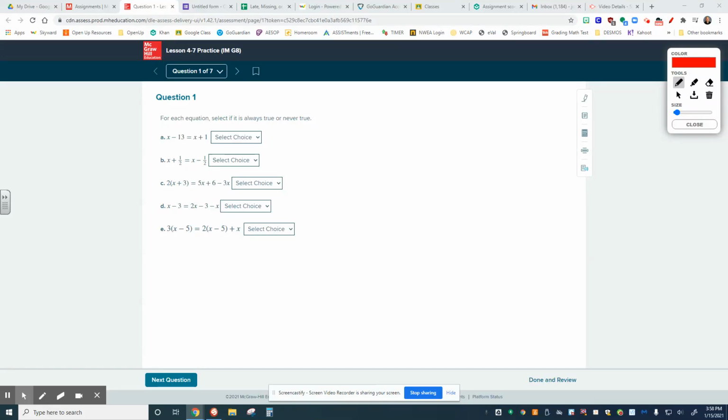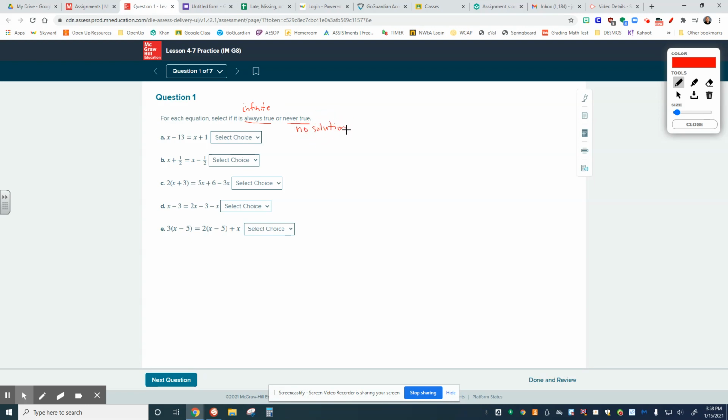Let's begin. The first thing we're looking for is we are supposed to select if each of these equations is always true or never true. Remember, always true has infinite solutions, whereas never true has no solution. It can be never, ever true.